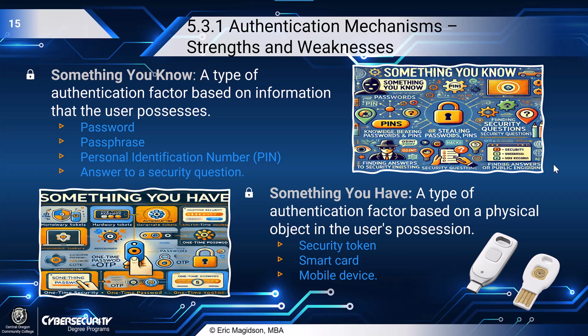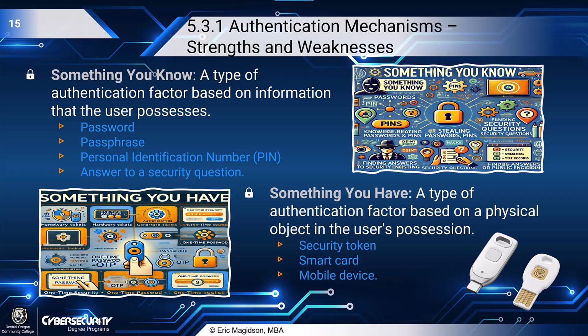Now, the one that you're probably most familiar with is something you know, right? And looking at this should be orange because, well, oh, no, it shouldn't. This is not an ISC2 topic, but something you know is a type of authentication factor based on information that the user possesses. So this could be that password we talked about, a passphrase, a PIN for a debit card, or the answer to a security question, which is never your mother's maiden name, right? That information is readily available. So something you know is what we think of and what was used initially when passwords came to be on networks, okay?